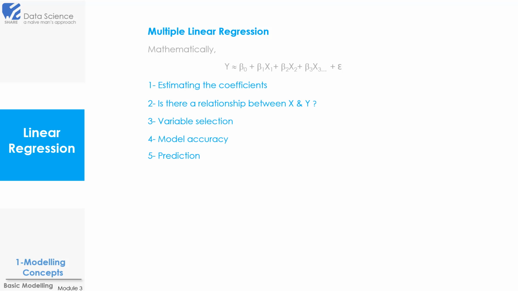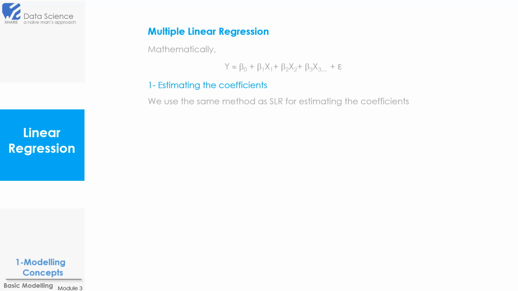But there will be one additional step here, which is step 3, that is variable selection. In this step we will evaluate and see if all the variables must be included or there are certain variables that contribute more than others, and accordingly we'll make the selection of variables. So let's see how we are going to do it. First we will estimate the coefficients exactly in the same way as we did in simple linear regression.